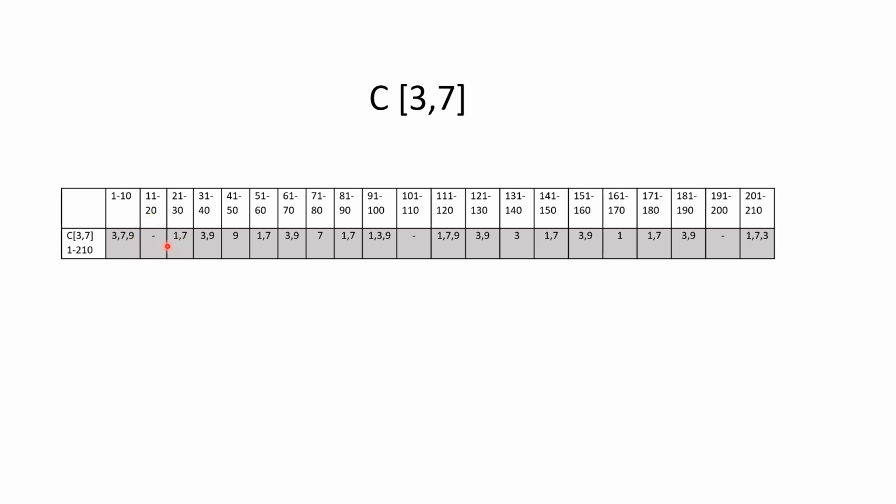Look that here we don't have multiples of 3 and we don't have multiples of 7 that end in 1, 3, 7, or 9. From 21 to 30 we have the 21 and the 27. So we have a 1 and a 7 there because they are multiples of 3. From 31 to 40 we have the 33 and the 39. They are multiples of 3. And in 41 to 50, we have a 9. That's the 49.